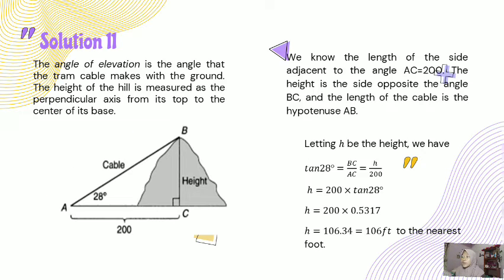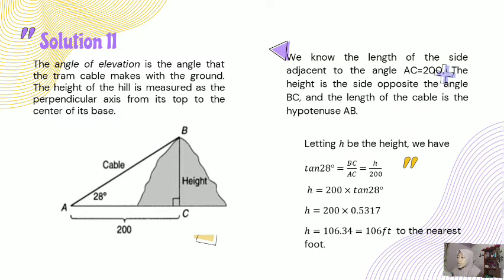And the solution: the angle of elevation is the angle that the tram cable makes with the ground. The height of the hill is measured as the perpendicular axis from its top to the center of its base. We know the length of the side adjacent to the angle, AC, equals 200. The height is the side opposite the angle, BC, and the length of the cable is the hypotenuse AB. Letting h be the height, we have tan 28 degrees equals BC per AC equals h per 200.